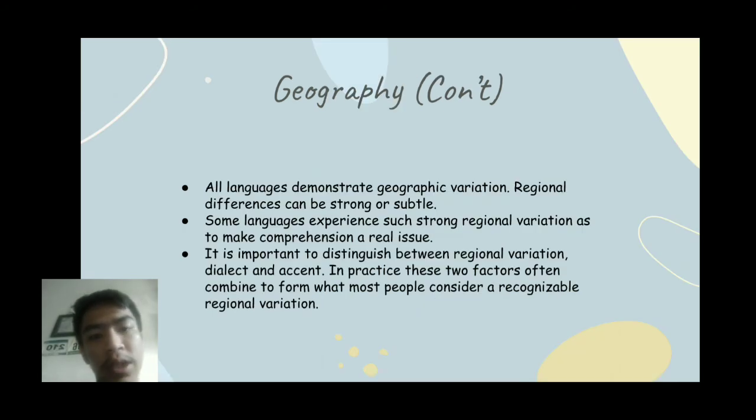And then the third one is geography. All languages demonstrate geographic variation. Regional differences can be strong or subtle. Some languages experience such strong regional variation as to make comprehension a real issue, for example, Northern and Bavarian German.